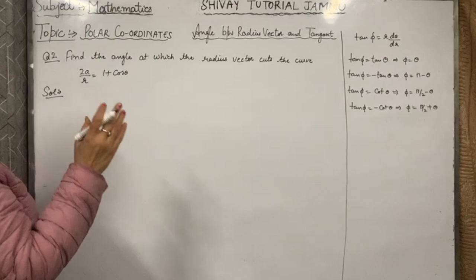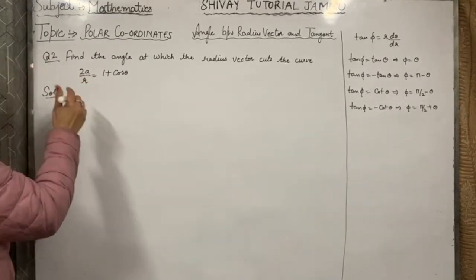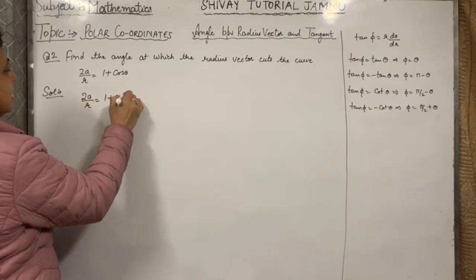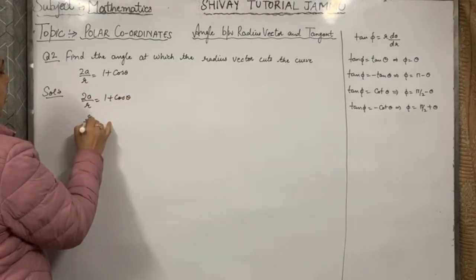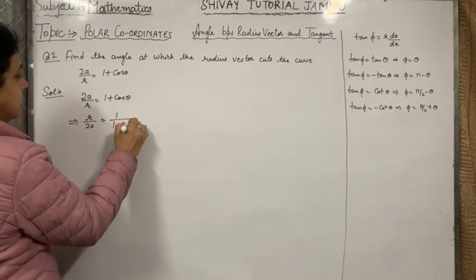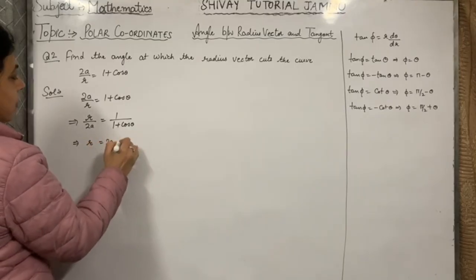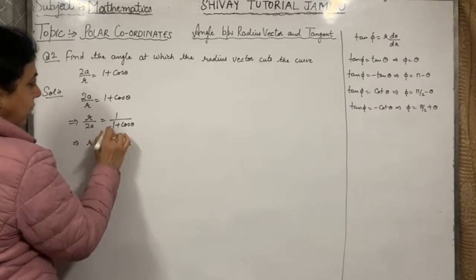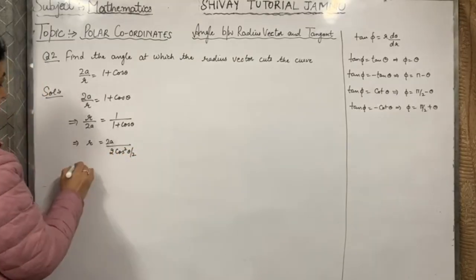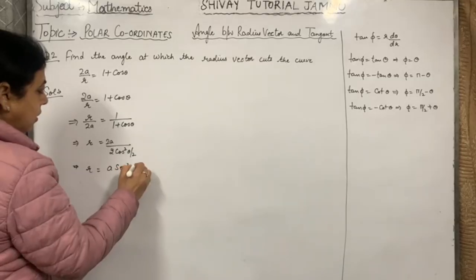And we have to find the angle of radius vector which cuts the curve. Clear? Okay. Here we have the equation twice a upon r equals 1 plus cos theta, so r upon twice a. We reciprocal the terms, we will get 1 upon 1 plus cos theta. r is twice a, 1 upon 1 plus cos theta. 1 plus cos theta is 2 cos square theta by 2. R is a sec square theta by 2.